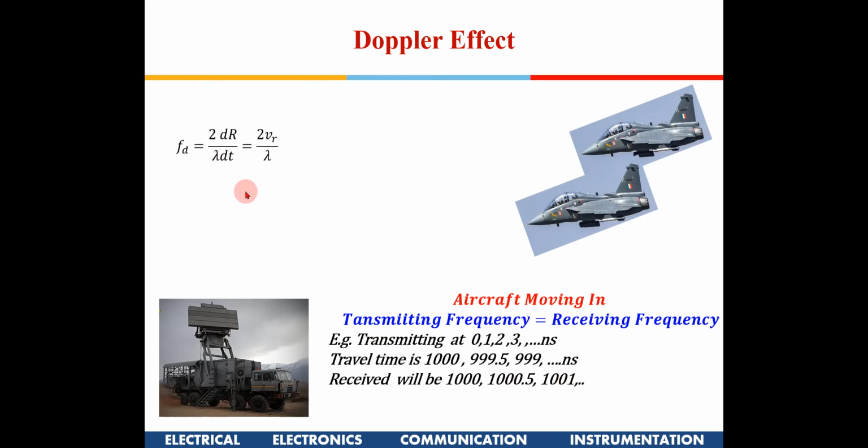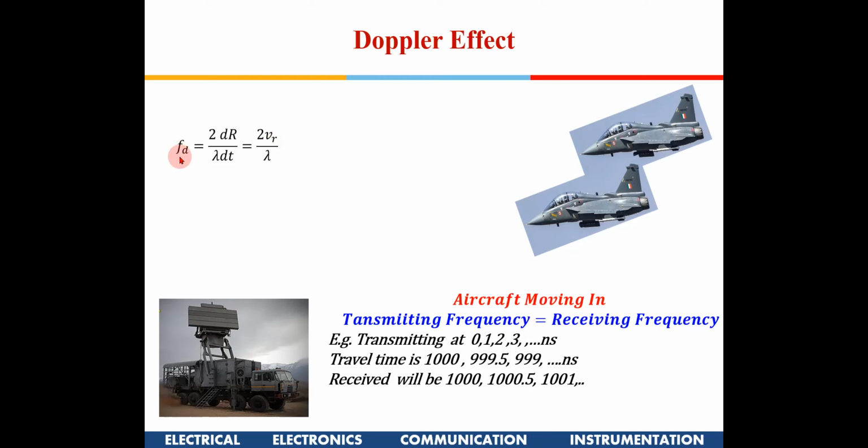Now if I have to find out what the Doppler shift would be, the pulse is going and coming, so the total shift in frequency will be the distance divided by lambda, so 2 dR/dt divided by lambda. That is the total change, the frequency drift or Doppler shift, which would happen. And dR/dt is nothing but the velocity.